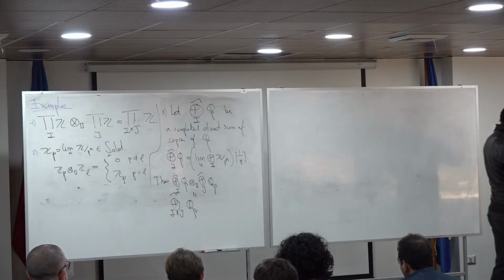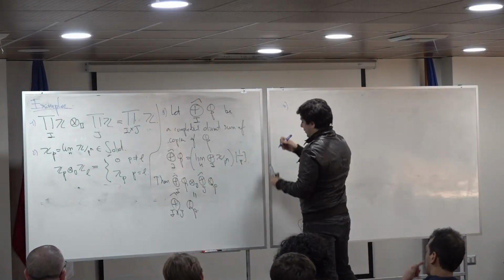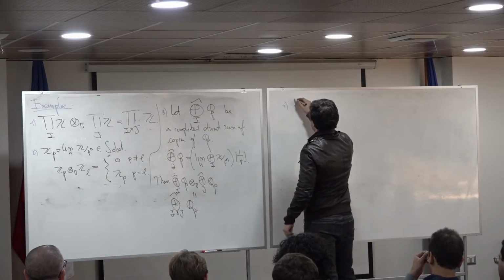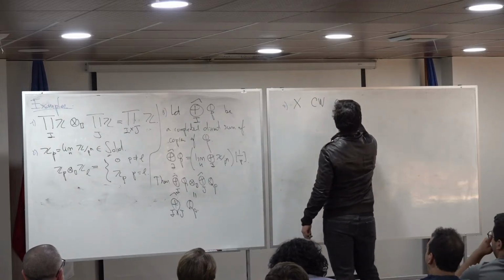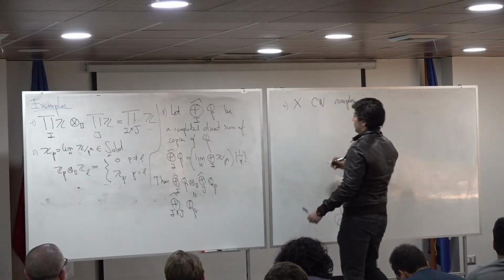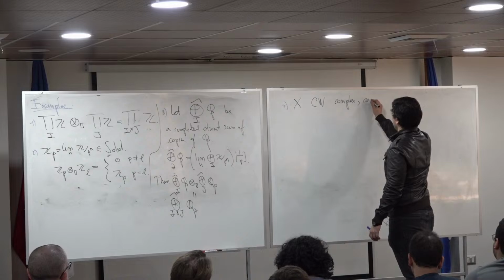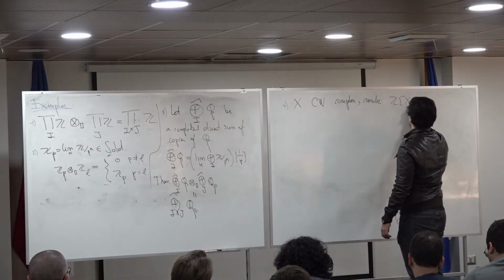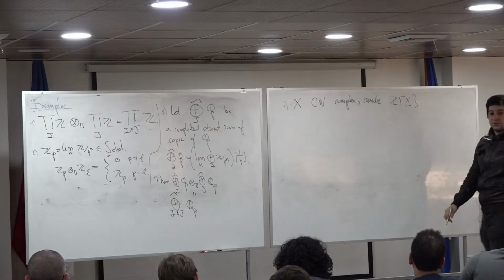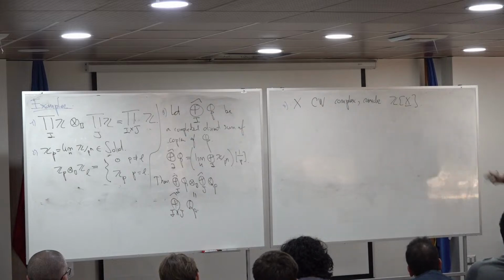Let me finish with the last funny example, and I promise I just finish here. So now take X, let's say a CW complex, just some topological space built up from balls by gluing stuff. Then you can consider the free condensed abelian group attached to the object X.